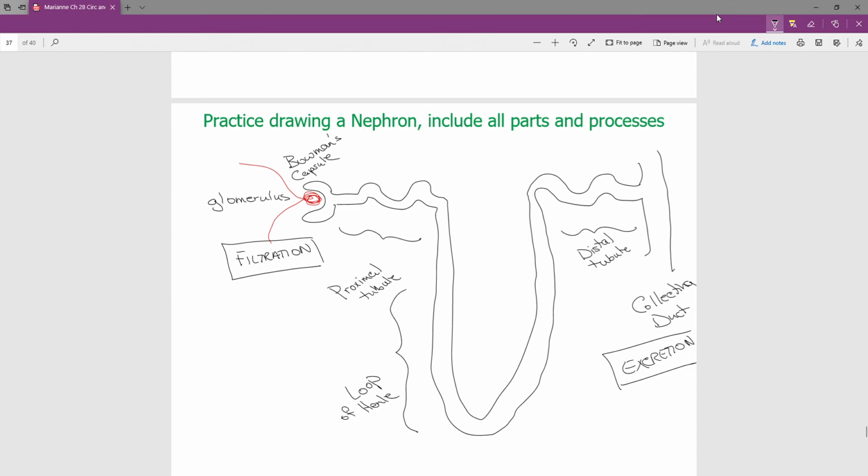The other 2 things that we have is that we have reabsorption. So I'm going to do reabsorption in kind of this pinky red color. And we also have secretion. I'm going to do that in blue. And we have this idea that reabsorption and secretion is happening throughout the rest of the nephron here. So we've got the first and the last taken care of, but not everything else.